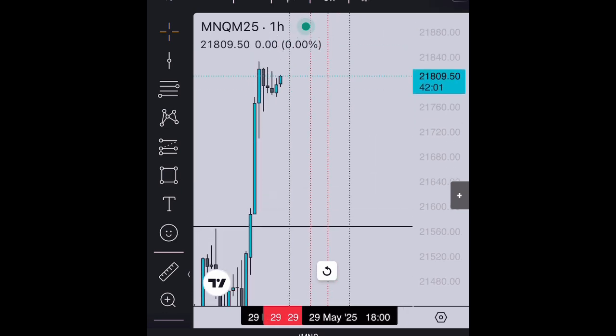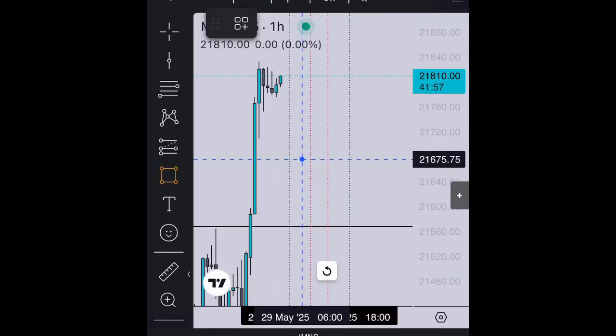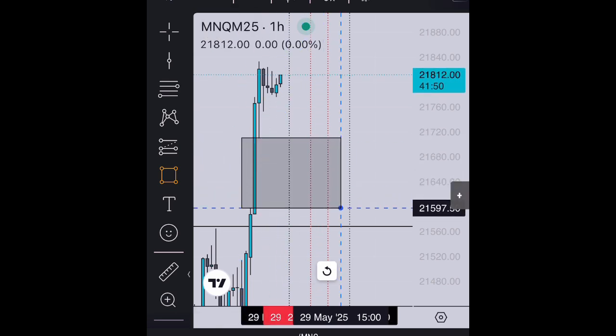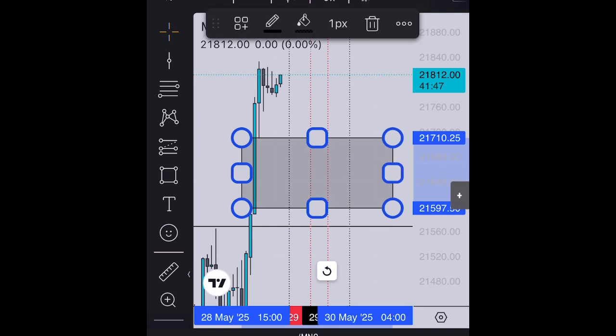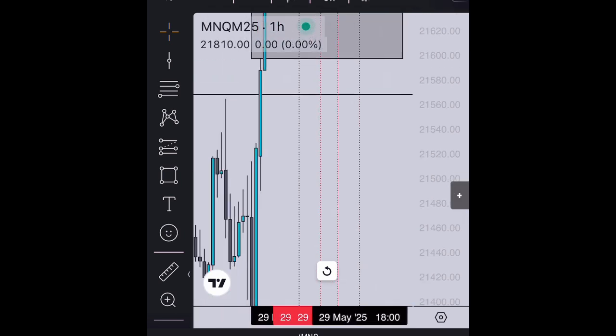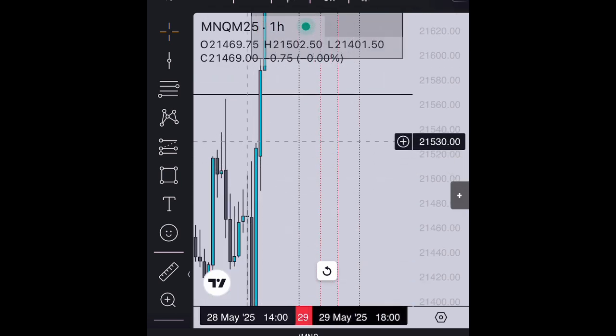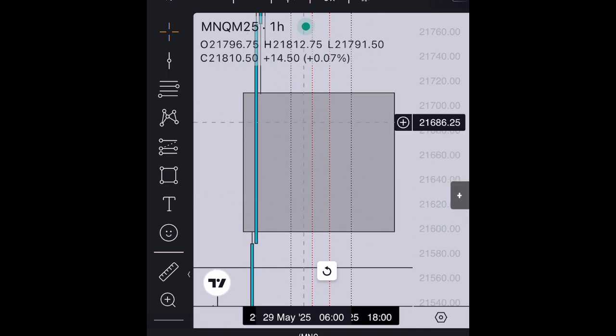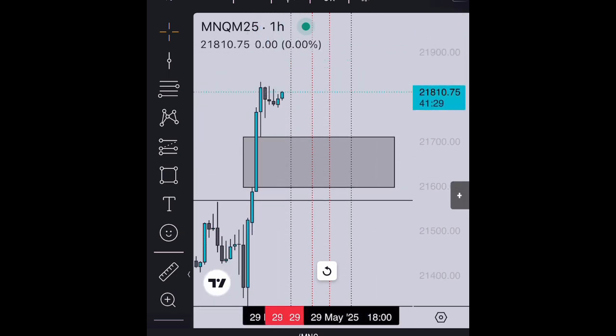I want to start marking out my PD arrays. Here goes another inefficiency, another gap. You see how these two candles, their wicks do not meet. They don't meet. You see how these two candles right here overlap. These right here have a gap. It's an inefficiency. Price needs to fill this fair value gap. This is on the hourly time frame.